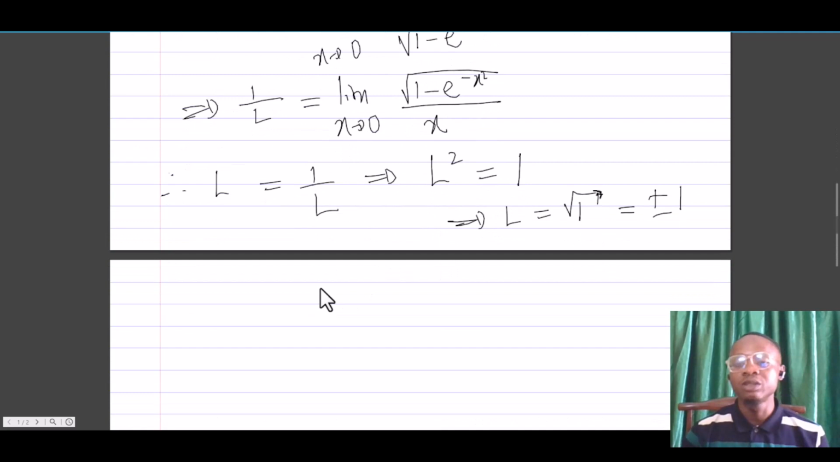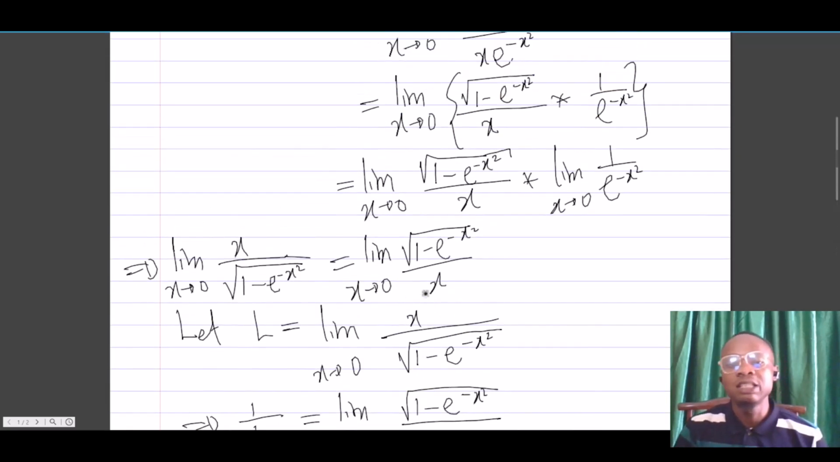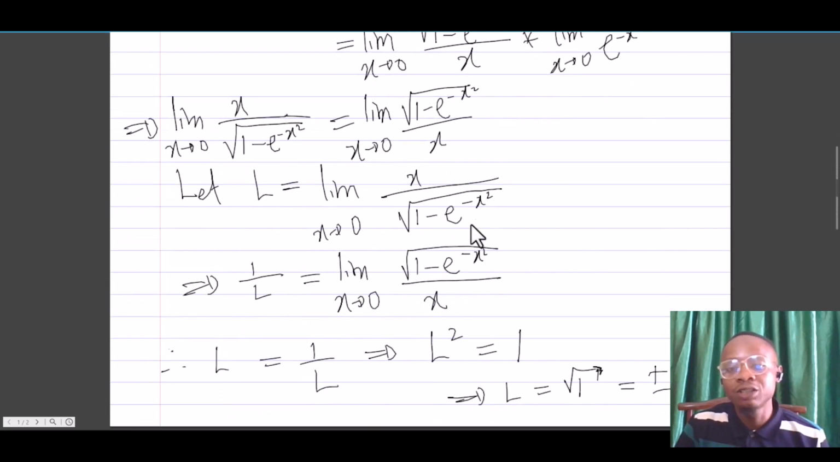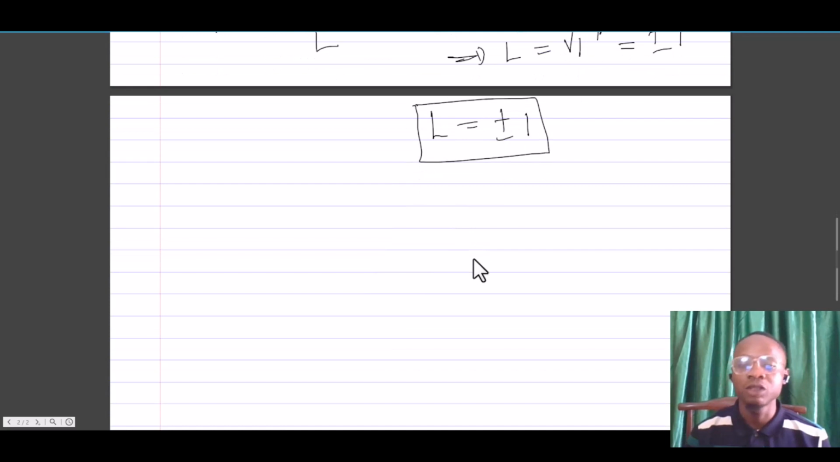Okay, so this is the only thing we can tell now. The fact that we know that L is going to be plus or minus 1. We don't know precisely whether it is plus 1 or minus 1. We just know it should be plus or minus 1 as the case may be. So that is all that this observation could have fetched us. We have still not solved the limit, so let's find a way to actually solve the limit now.